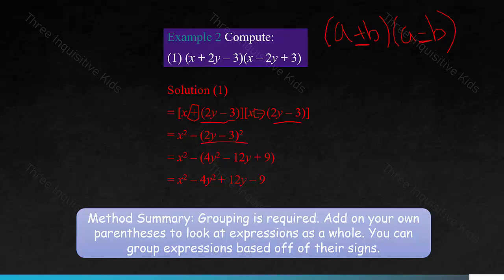In this case, they didn't just randomly group the x and 2y and x and negative 2y together. They wanted to make sure that the signs were different. So that's how they knew to group things together.